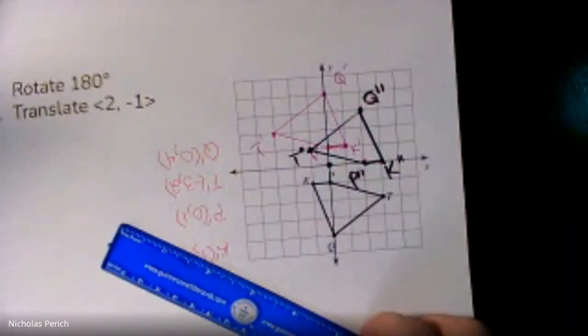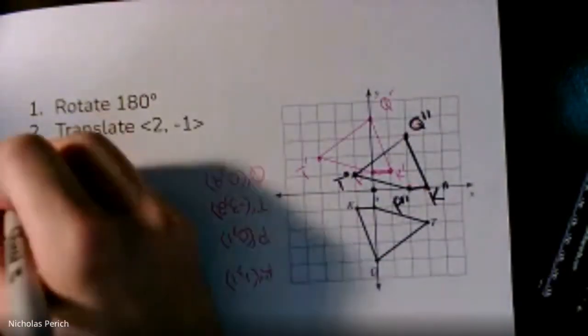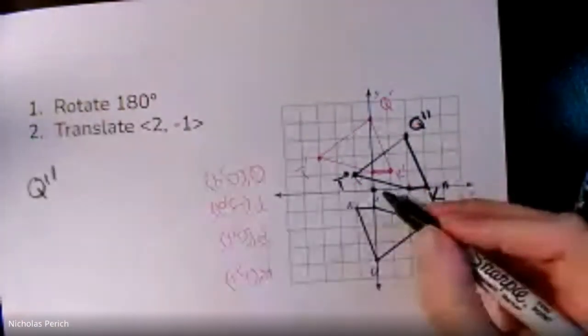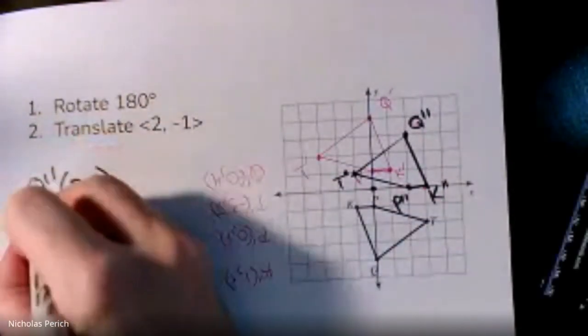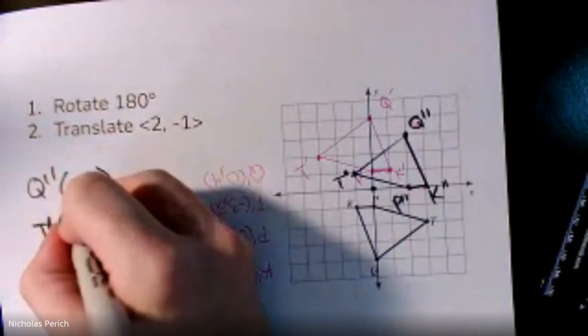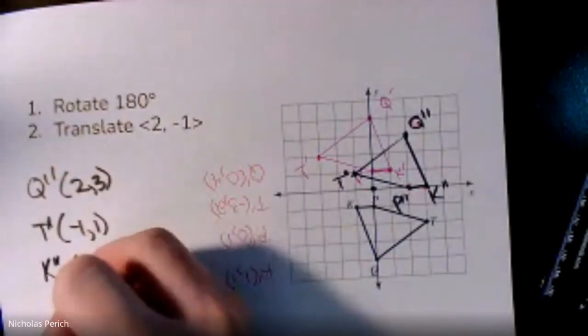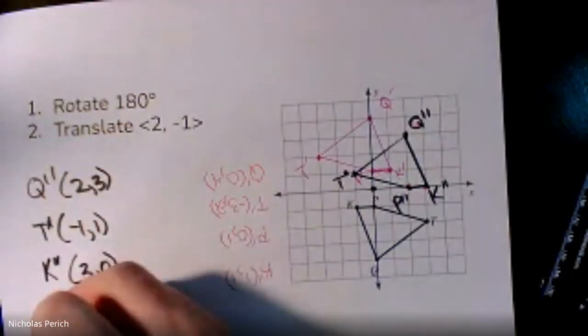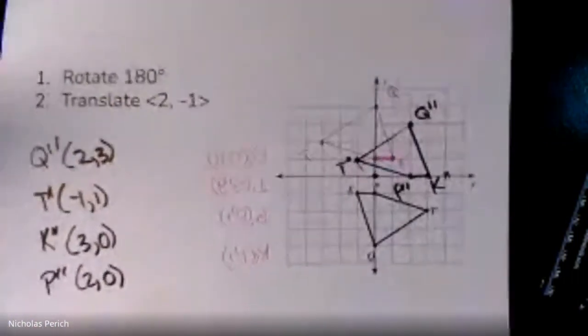And again, if you were to see a problem like this on the test, you would be expected to understand that Q double prime is 2, 3. And T double prime ended up being -1, 1. And K double prime ended up being 3, 0. And P double prime ended up being 2, 0. You know, that's on a multiple choice test.